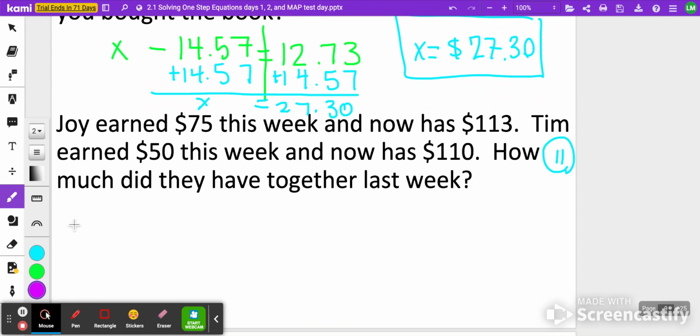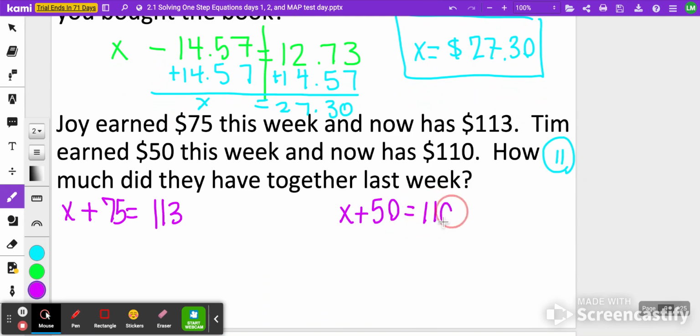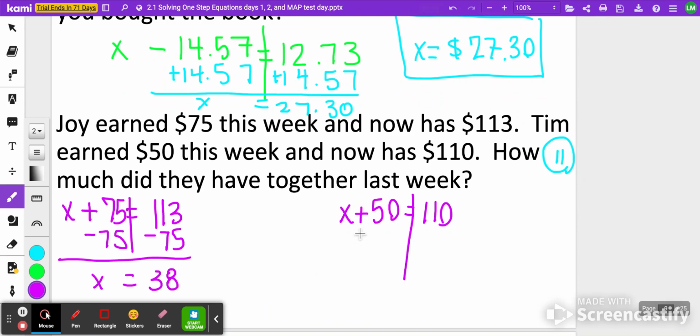So what we need to do first is talk about this week. Joy now has $113 and she earned $75. So we're going to say that we added $75 to what she had. And then Tim over here, he earned $50 and now has $110. So what we need to do is solve each of their equations and then find out how much they had together. The first thing I'm going to do for Joy is I'm going to subtract 113 and 75. She had $38 last week. And then Tim, if I subtract $50 from 110, I'm getting 60.